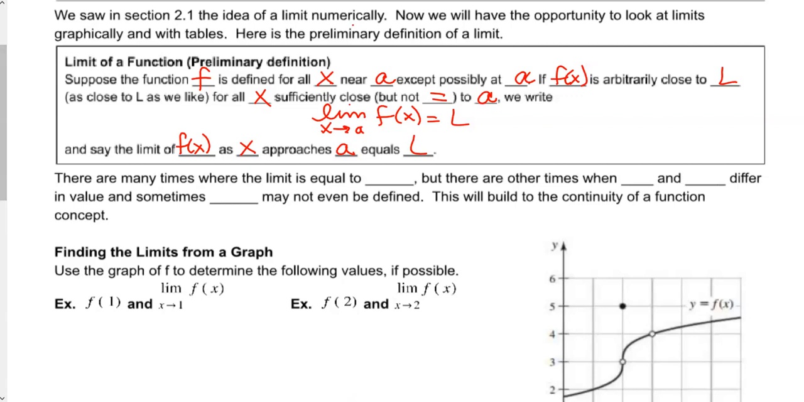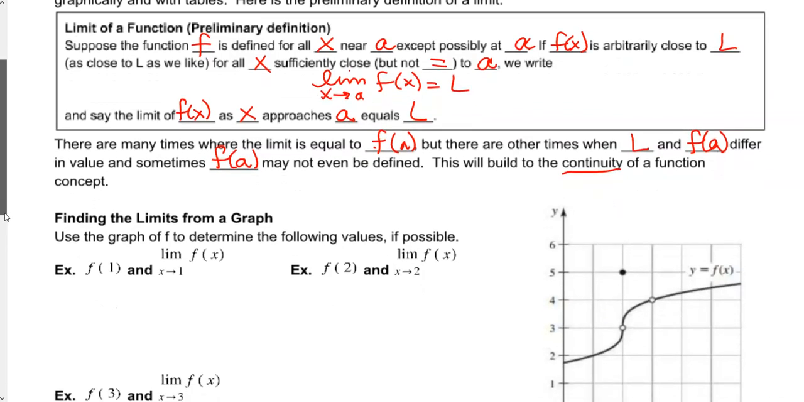Now, there are many times when the limit is equal to our function value at a. But there are other times when the limit L and f of a will differ in value, and sometimes we'll see where our function value at that a may not even be defined, and that's all okay. This is getting us prepped for a section later in chapter 2 on continuity. I believe it's 2.6.